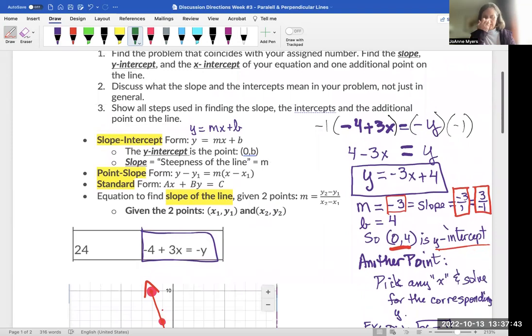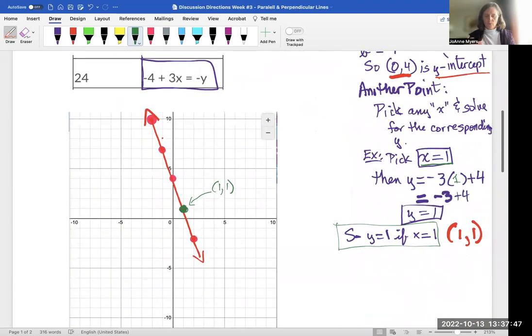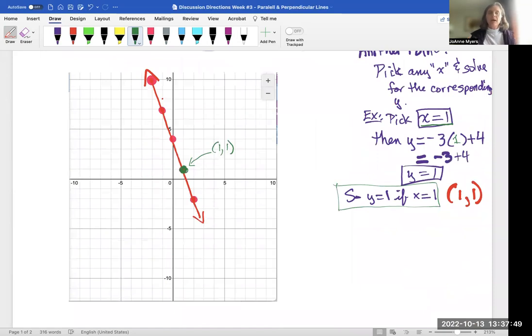Discuss what the slope and the intercept mean in your problem, not just in general. So what I would say is that my equation crosses the y-axis at the point 0, 4.